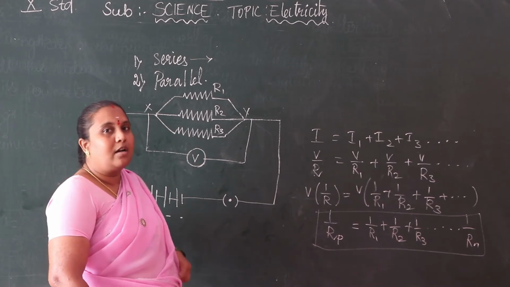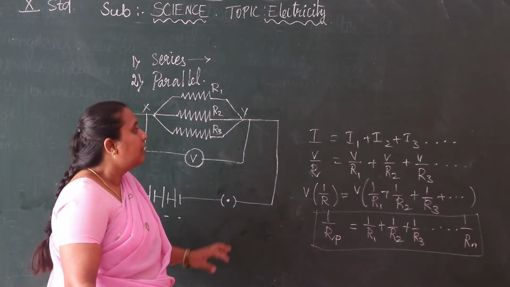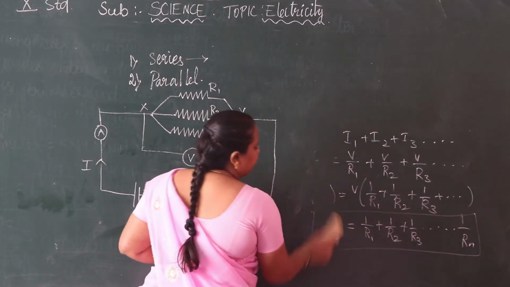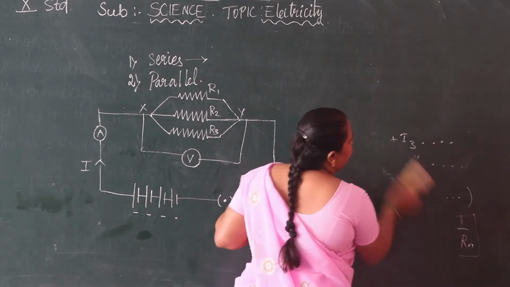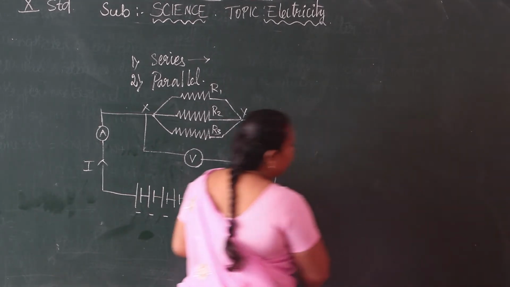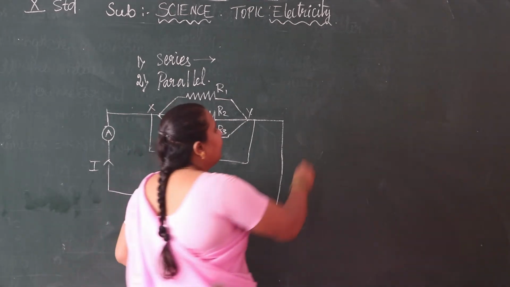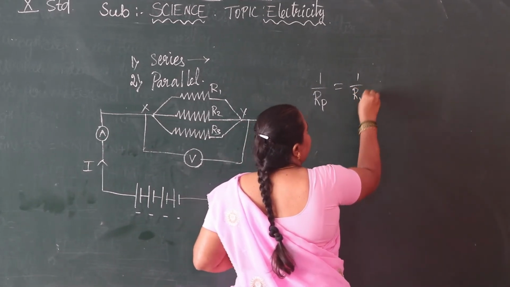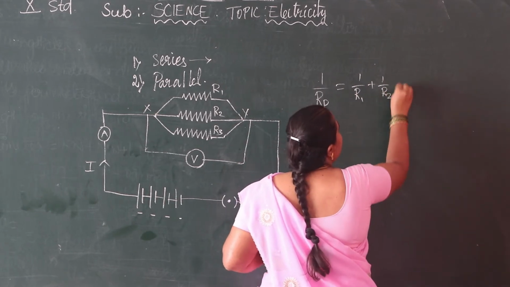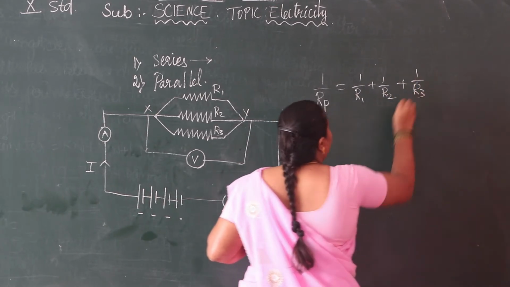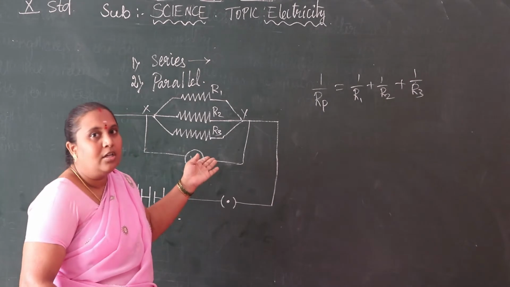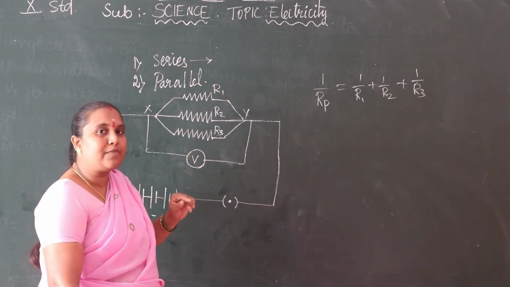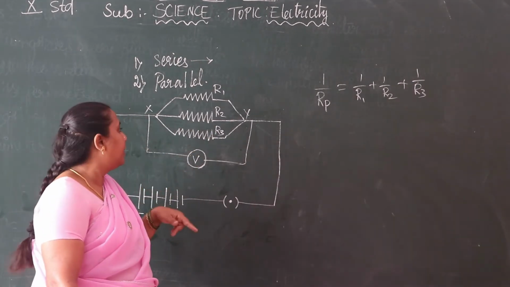So R1, R2 and R3. Now let us take the formula. What is the total resistance found in a parallel circuit, when resistors are connected in parallel? That is 1 by Rp equals 1 by R1 plus 1 by R2 plus 1 by R3. Here we took only three resistances, no? So we can take 1 by R1 plus 1 by R2 plus 1 by R3.